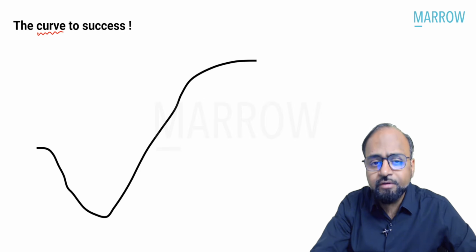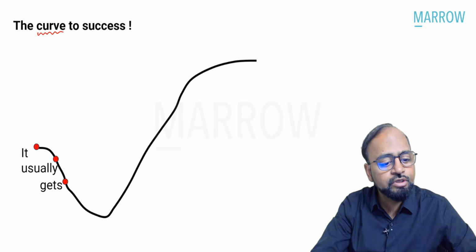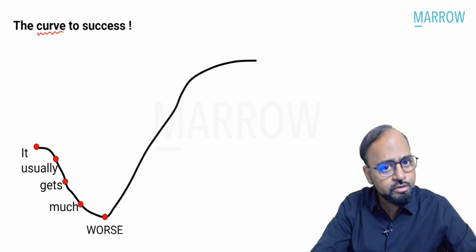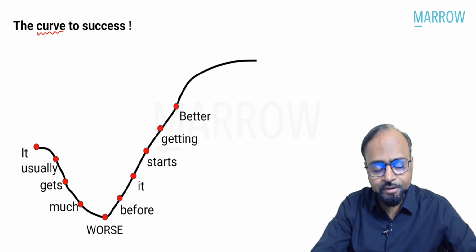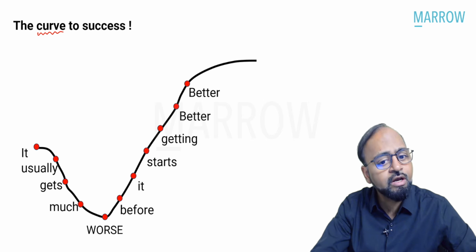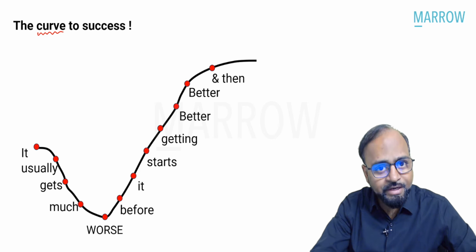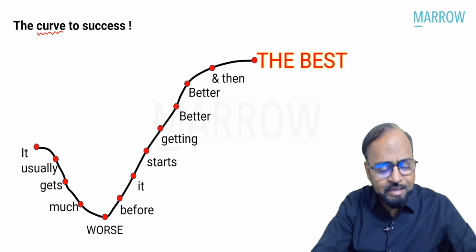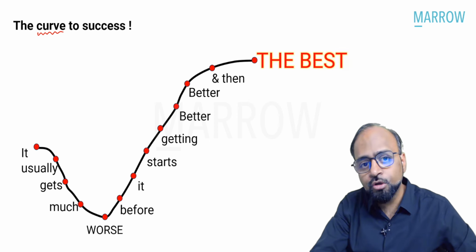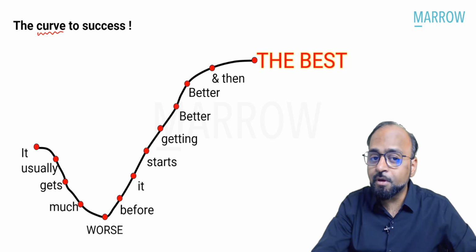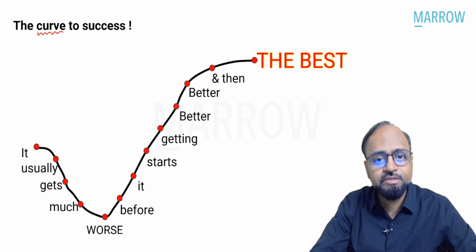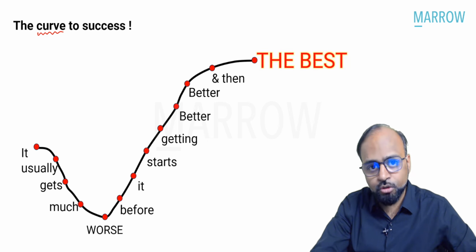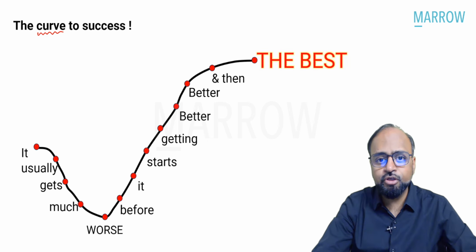Remember, this curve is trying to tell you that it usually gets much worse first before it starts getting better. And what comes after better? What comes after better, better, better is the best possible outcome for you. Today is not your judgment day. This exam was not what was supposed to judge you, right? The upcoming exam that you're targeting is going to be the best possible outcome for you. Have this self belief in yourself, right?